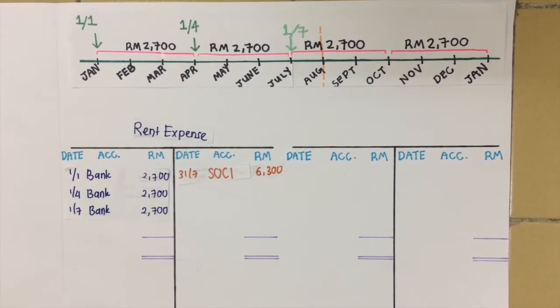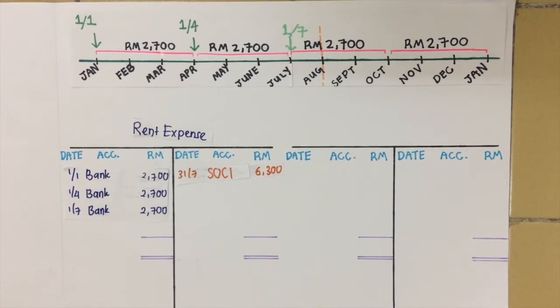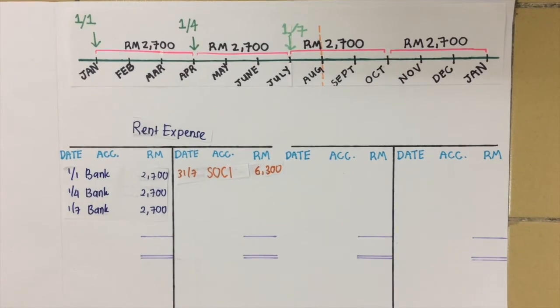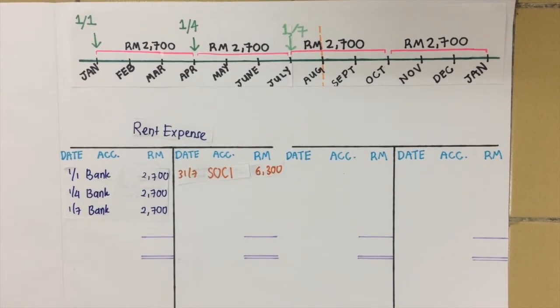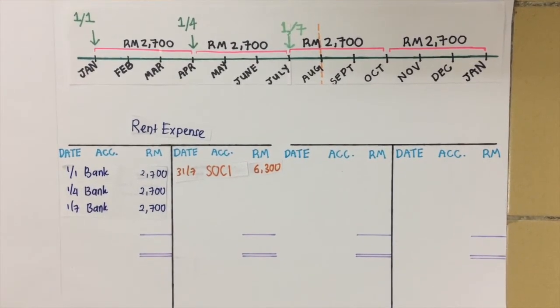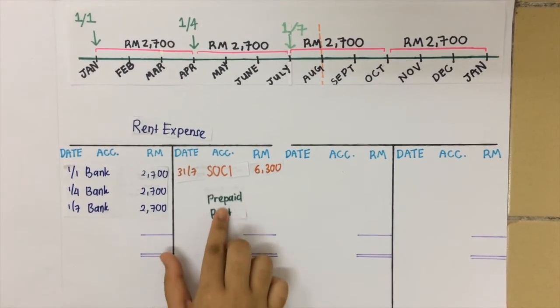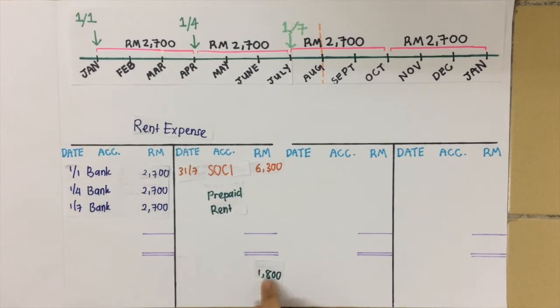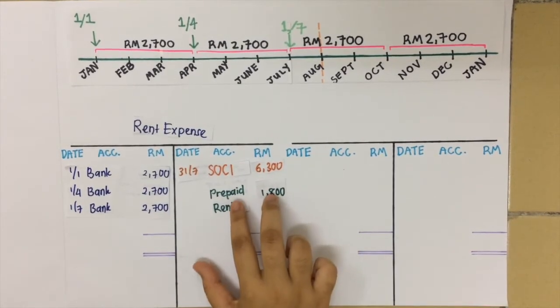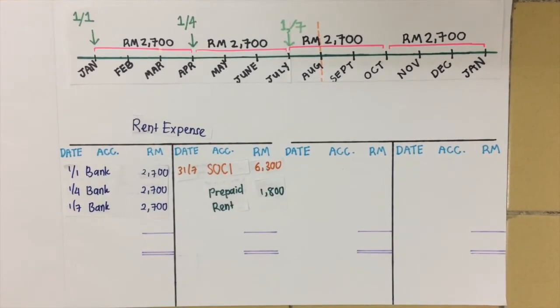Thus, we will record this in the credit side as income statement 6,300 ringgit. Now, why is it 6,300? It's because we are combining the two previous payments and the payment made on July. The payment made on July alone is 900, plus that with 2,700 plus 2,700, and you will get 6,300.